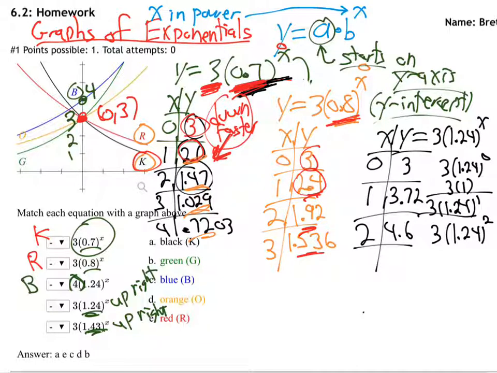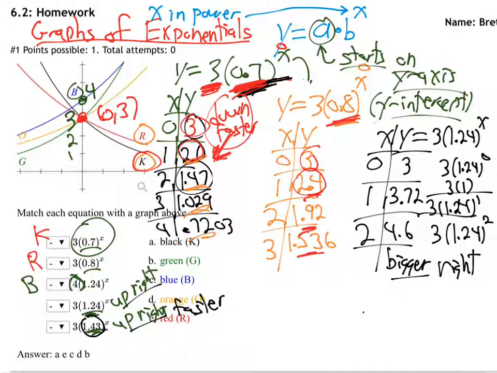It's getting bigger. See, it's getting bigger as we go to the right because you're multiplying by a number bigger than 1. So both of these are going to go up to the right. Which one's going up faster? Well, the 1.43 is a bigger number. So that one's going up faster.